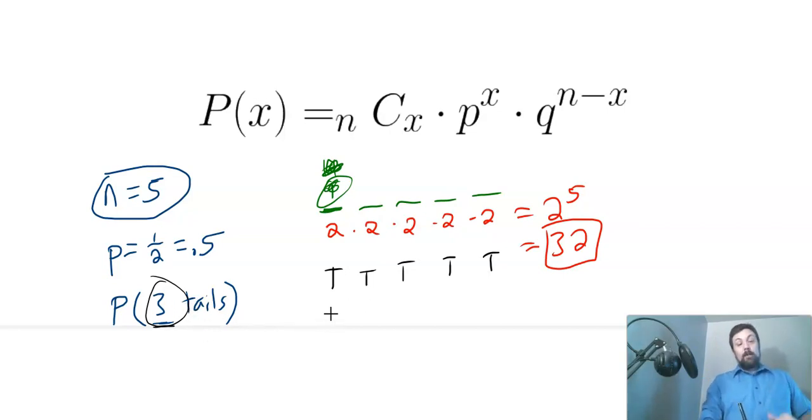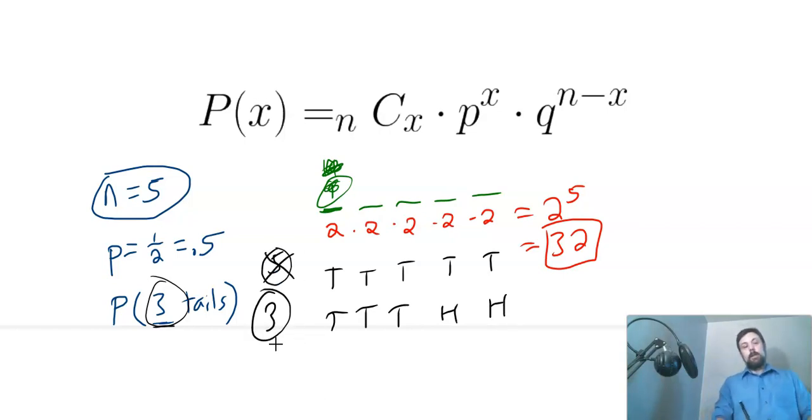So one way of getting 3 tails would be, this is what I was going to put the first time, tails, tails, tails, then heads, then heads. That's exactly 3 tails, right? This is 5 tails, so it doesn't count. This is 3 tails. So that matches this description. And you could find the probability of this. It's a multiplication rule situation, right?